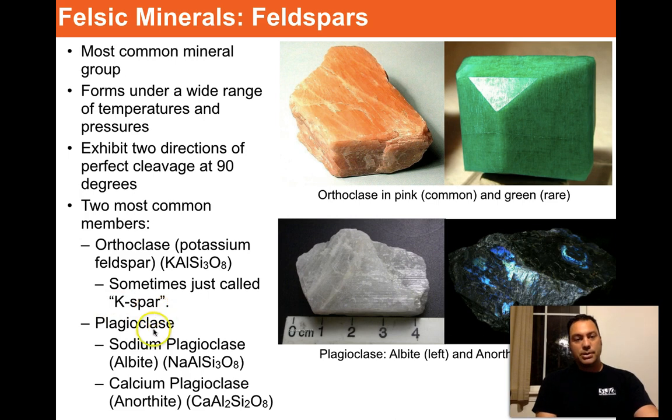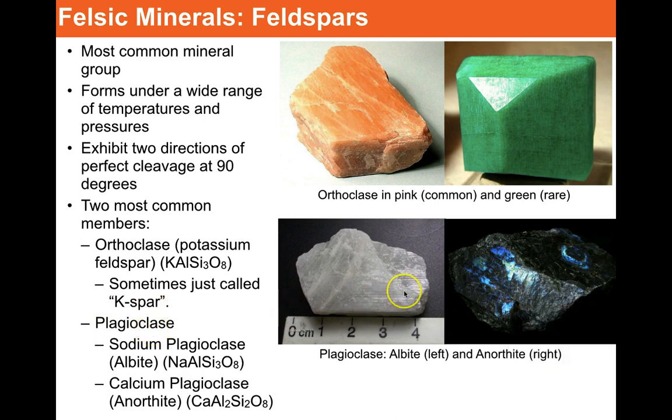And then plagioclase is this group down here, and there's a wide range, right? So there's sodium plagioclase, which has got sodium with the same, you'll notice, aluminum, silicon, and oxygen. That's why they're the feldspars here. So the sodium plagioclase gets its own name, and it's called albite. So this is the sodium plagioclase albite right here. And the calcium plagioclase variety, which is chemically slightly different, is called anorthite.